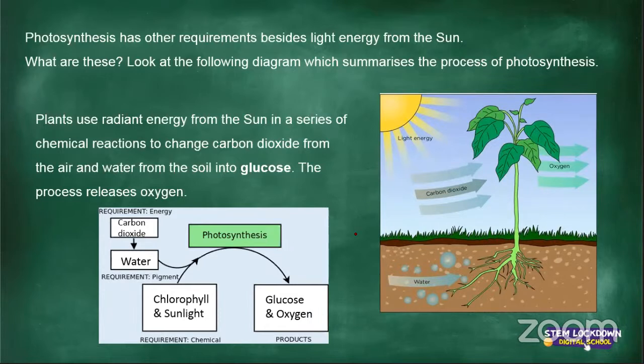So can you see how you can learn with diagrams? We're taking the carbon dioxide and the water, and mixing it with the light energy and the chlorophyll to get glucose and oxygen. Okay.